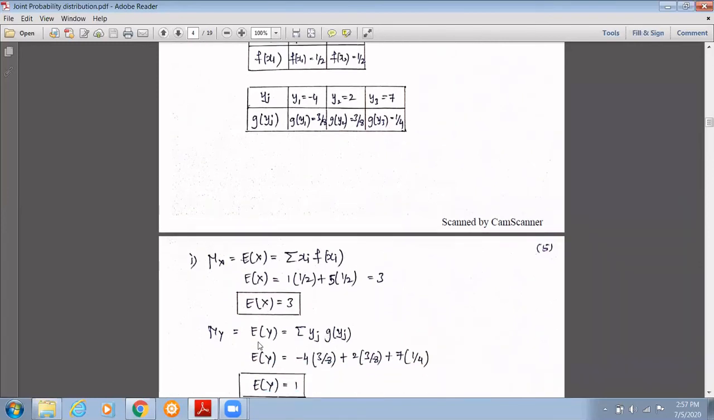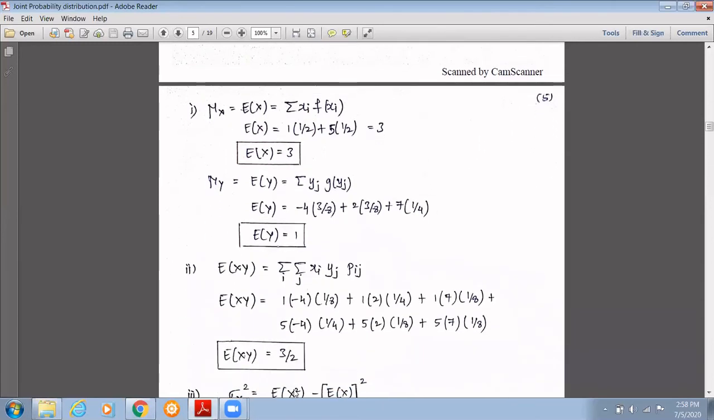Next is expectation of y. It is summation over the value j, yj into g of yj. All the values of yj and all the values of g of yj we need to take. So it is like y1 into g of y1 plus y2 into g of y2 plus y3 into g of y3. If we do that, we get expectation of y is equal to 1.